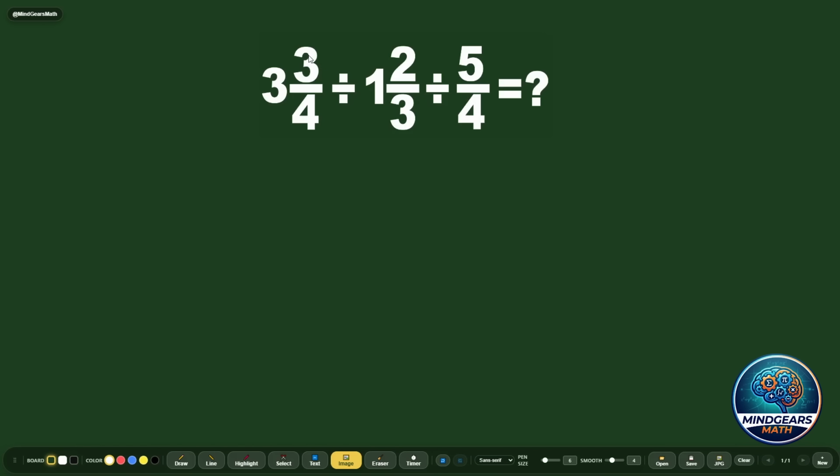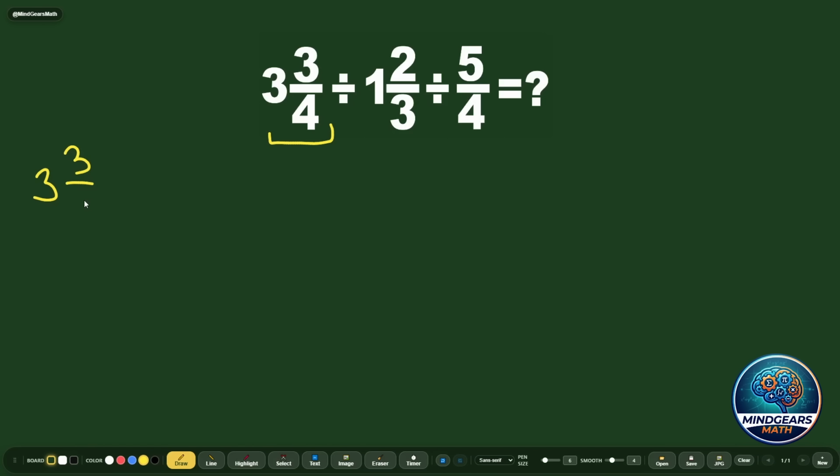Hello everyone, can you solve this problem? 3 and 3 over 4 divided by 1 and 2 over 3 divided by 5 over 4. To solve this problem, the first thing we have to do is convert all mixed numbers into improper fractions.